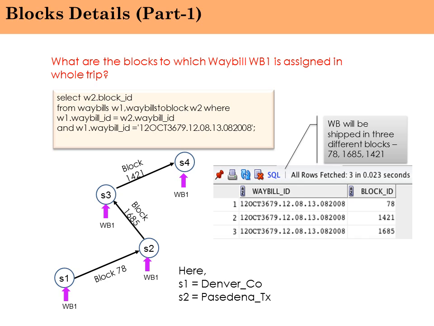Next step is to find the blocks to which this variable is assigned and details of those blocks. For this, we fired a select query on table variables to block, joining with table variables, and filtered by the variable ID for which we need to find the shipment plan. The result shows that the variable is assigned to 3 blocks: block 78, block 1421, and block 1685.